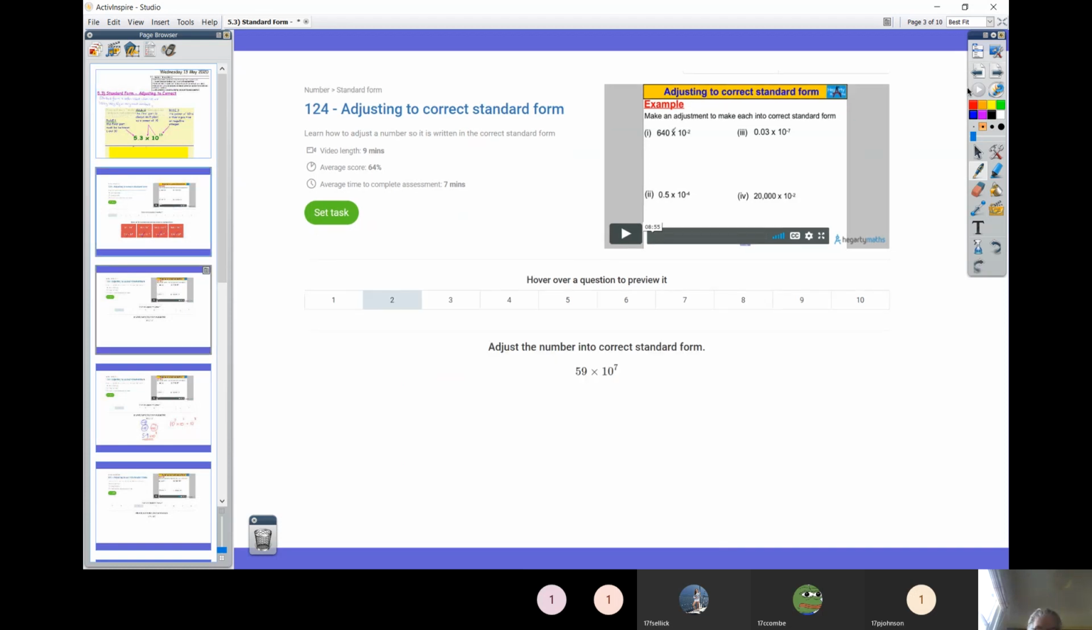Now, this is going to be a typical question, and this is what I think most of the questions are going to be like. So the first number is not between 1 and 10. So your thought process has to be, right, where would the decimal point go to make that 59 between 1 and 10? Well, it would go between the 5 and the 9. So we've got to end up with 5.9 times 10 to something. That's getting the number between 1 and 10. Now, how do we go from 59 to 5.9? We divide by 10. So in your workings, just divide by 10.